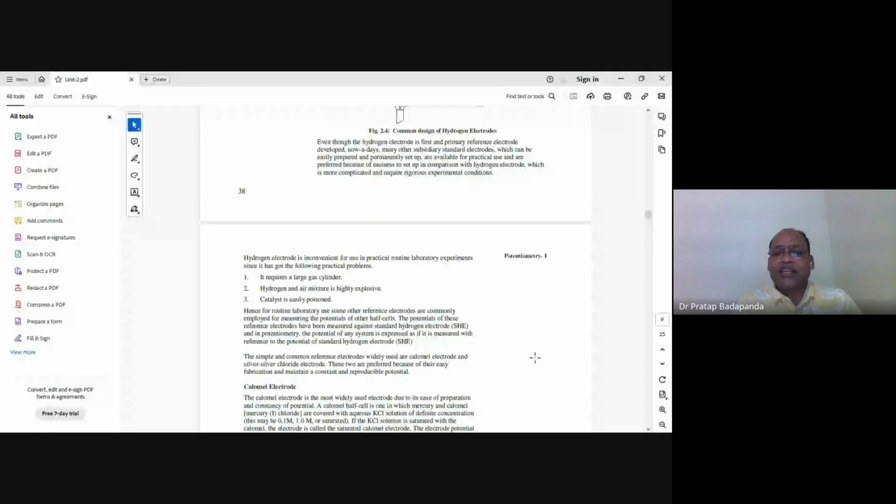As you know, hydrogen gas is highly explosive in nature, so it is not convenient to use in the routine laboratory. It requires large gas cylinders. So it has the following practical problems. It requires a large gas cylinder. A hydrogen and air mixture is highly explosive. That is the main issue.